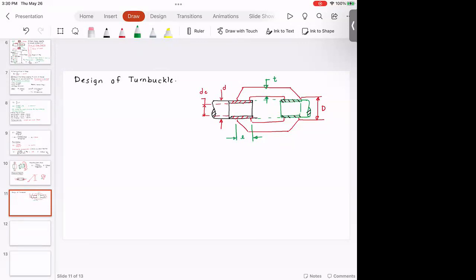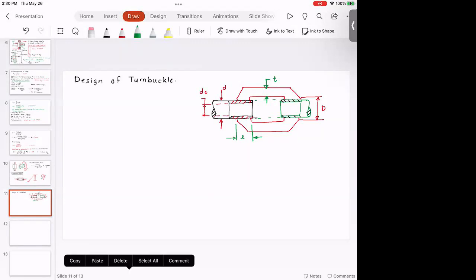Sometimes you have a hole in the turnbuckle, where you insert a rod and then rotate that rod. That gives you more torque. So you can have a turnbuckle where you add a ratchet and rotate it, or you can insert a pipe and rotate it, depending upon the torque that is required.